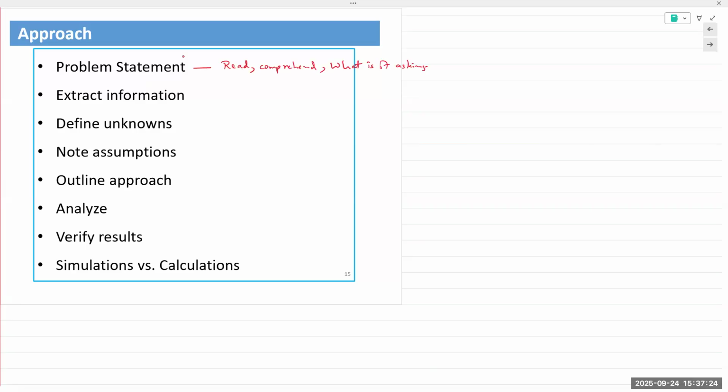Then the next step is to extract as much information as we can from the given problem. The statement itself will have a lot of things. When I say extract information from the given information, it could be in words, it could be in the circuit diagram, it could be in a graph that accompanies the circuit diagram. You need to observe, note everything, and record everything and extract as much information as you can.